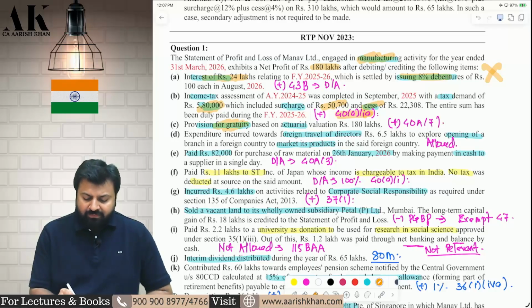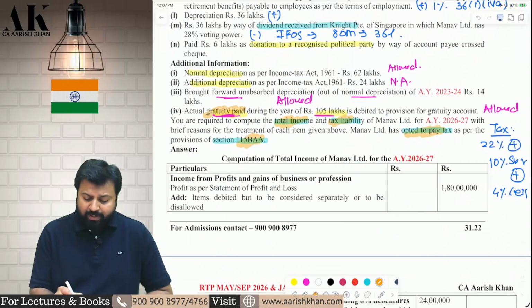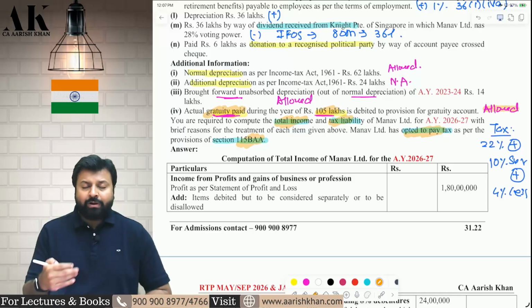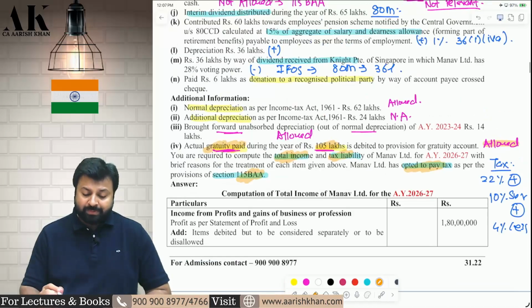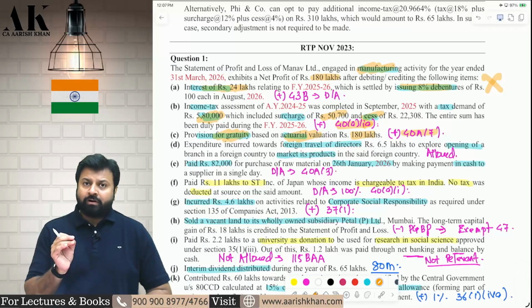Then there is some provision of gratuity, which is disallowed under 40A(7), and whatever gratuity is actually paid, which is given in the last point, that is 105 lakhs, will be allowed as a deduction, which you can reduce from your PGBP income. Next one is a very important and controversial adjustment. A lot of students have a lot of doubts in that.